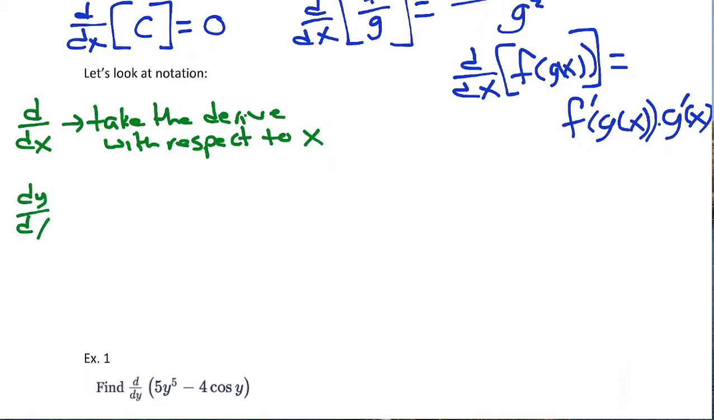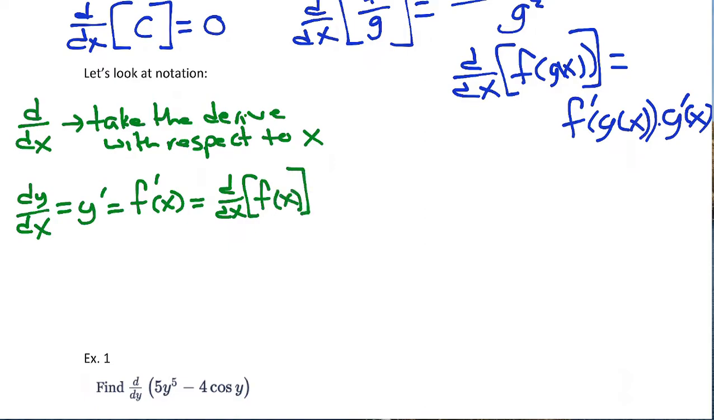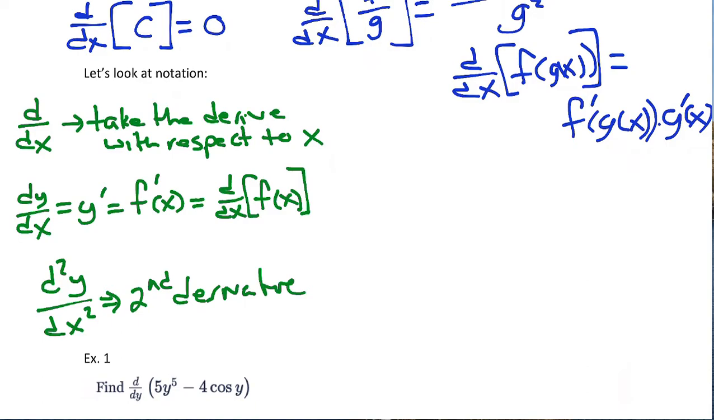dy dx is the same thing as y prime. It's the same thing as f prime of x. It's the same thing as d over dx, f of x. All those are the same notation, so you can use them interchangeably. d squared y over dx squared is the second derivative. So we can do all of the stuff on any of these problems. We can change the variable.